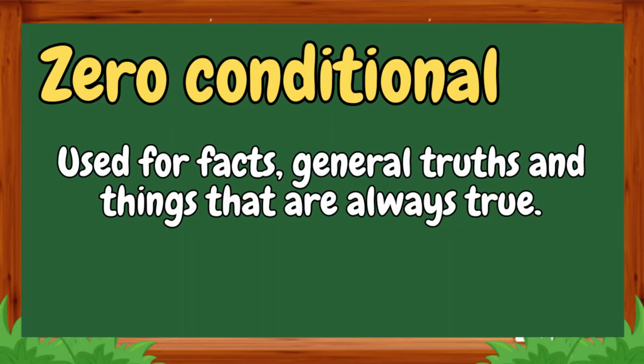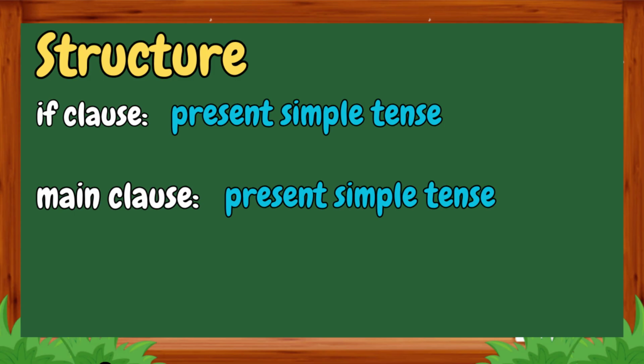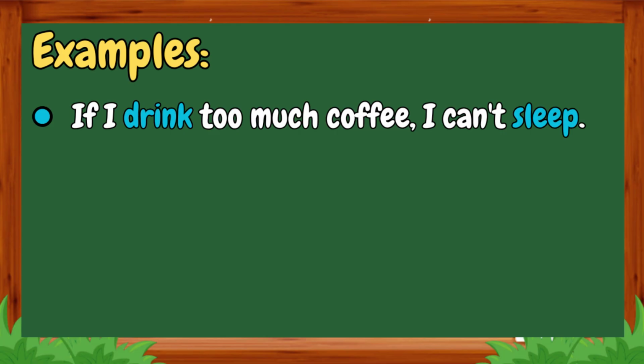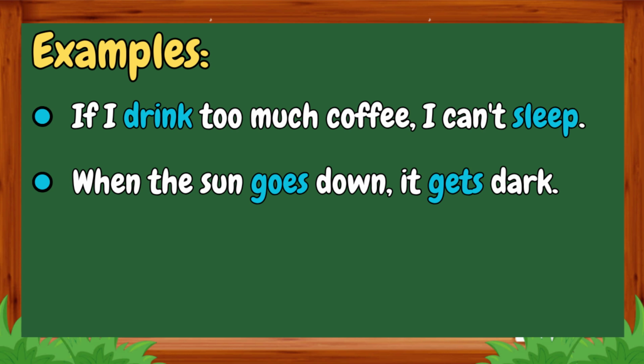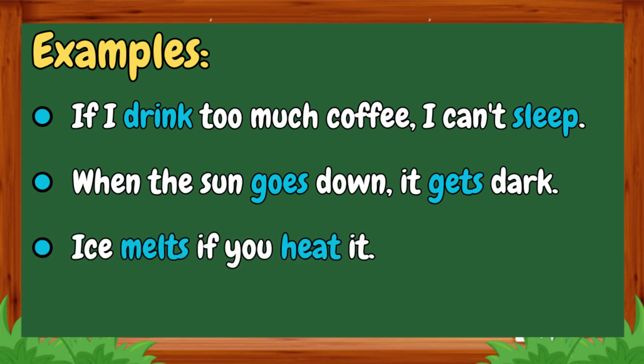The zero conditional is used for facts, general truths, and things that are always true. And let's go look at the structure of the zero conditional sentence. For the if clause, we use the present simple tense, and for the main clause, we also use the present simple tense. So let's go look at some examples to make it a little bit clearer and easier to understand. If I drink too much coffee, I can't sleep. When the sun goes down, it gets dark. Ice melts if you heat it.